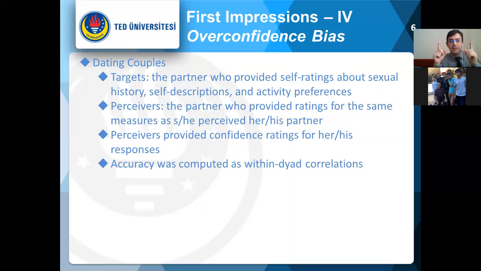Ahmet, the partner, the perceiver in this case, because perceivers are the participants in dyadic interaction, and perceivers are the partners who provided ratings for the same measures, sexual history, self-description, and activity preferences, but this time about Ayşe. So Ayşe answers for herself. Ahmet answers as he perceives her, okay? And what's the similarity between the two?